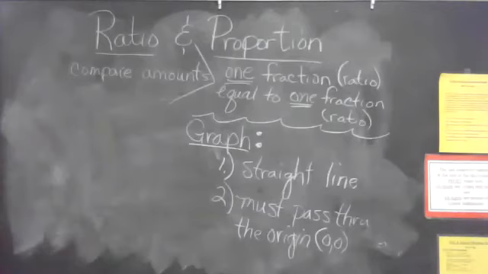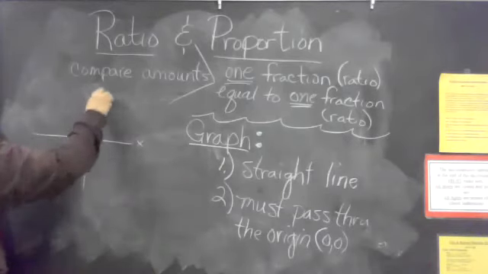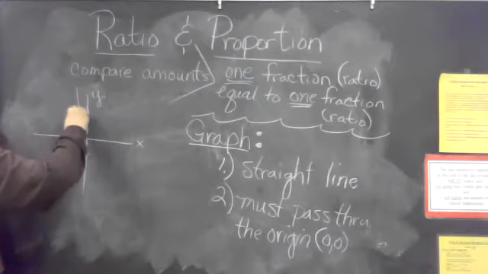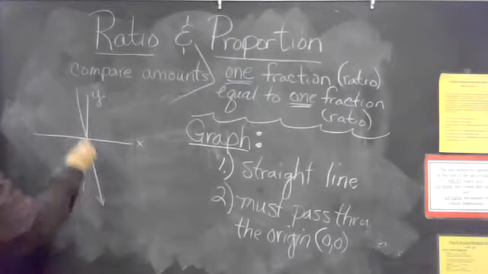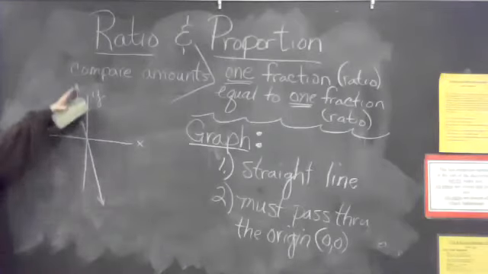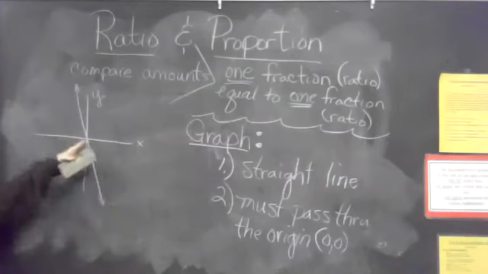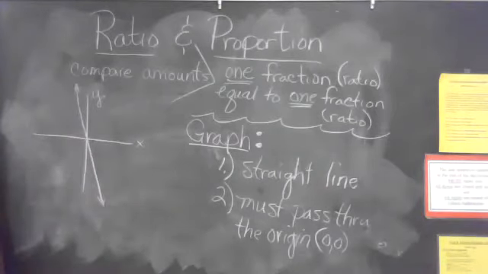Do this one. This is a proportion. If you use your imagination, it's a straight line and it goes through the origin. So it is a proportion, okay? That's how you tell if a graph is a proportion.